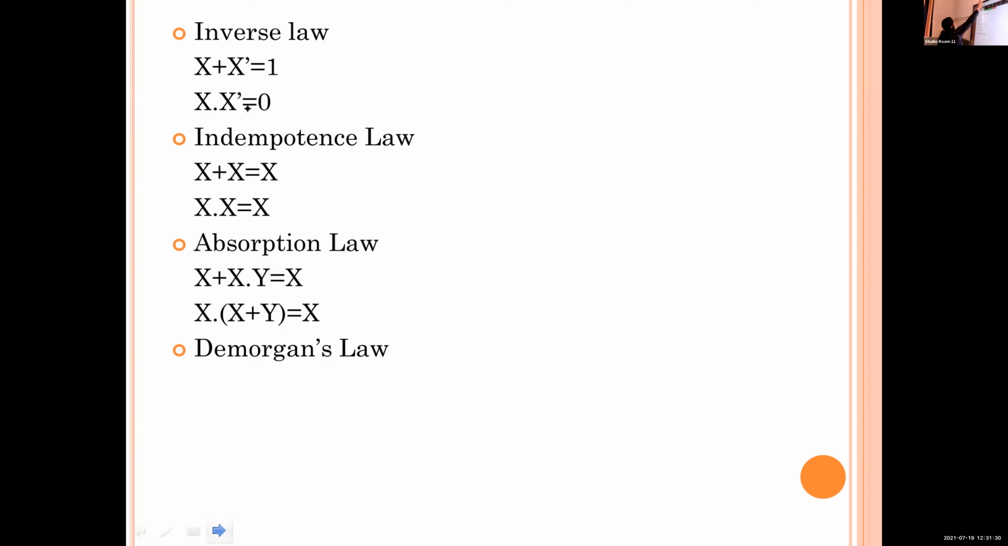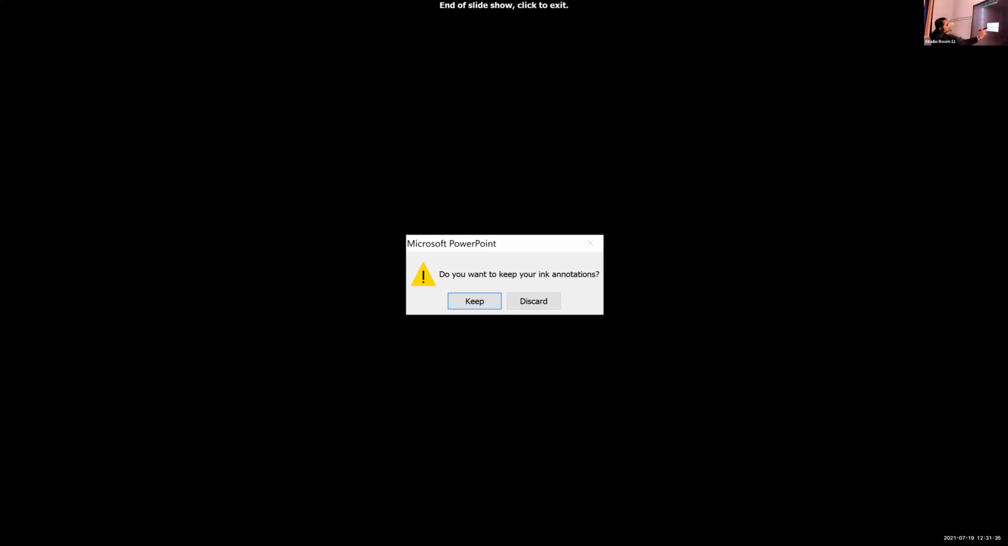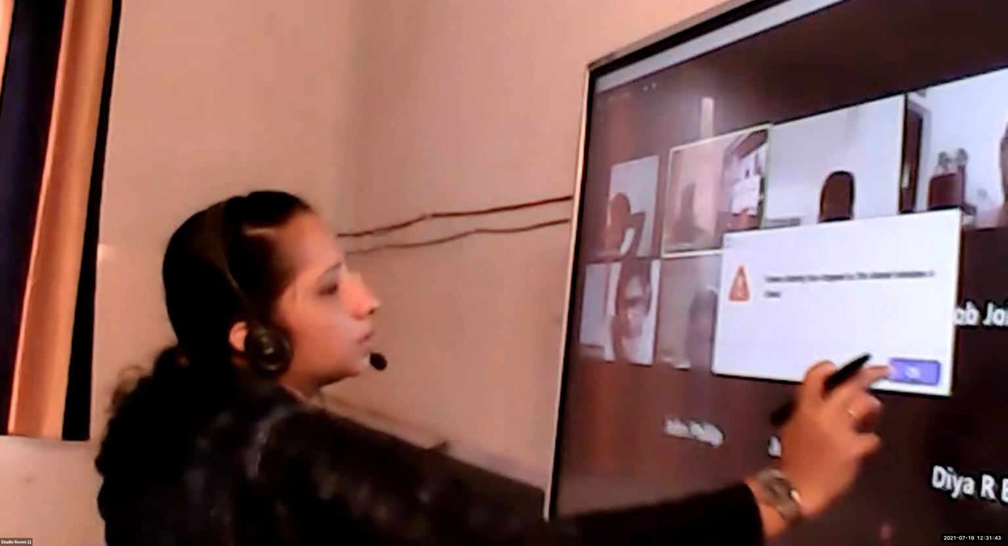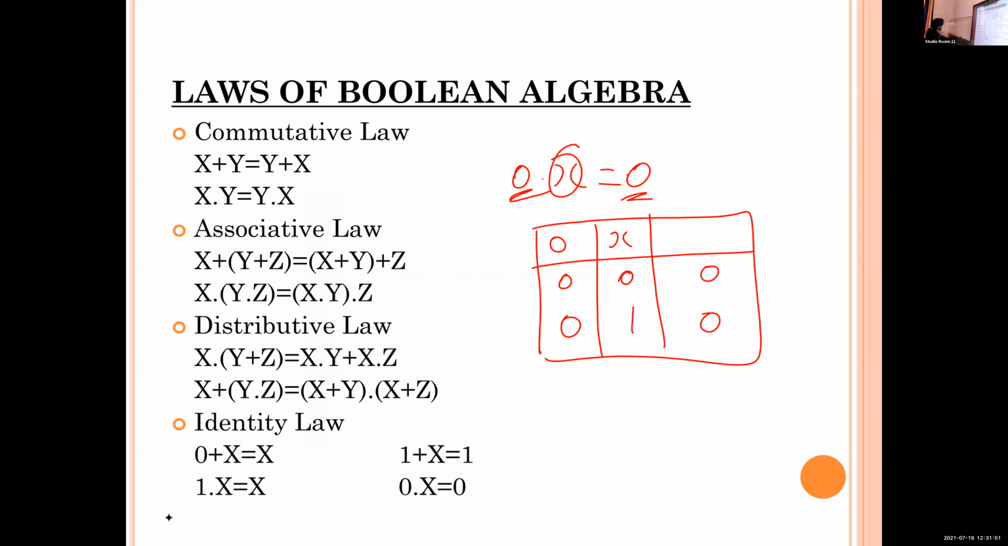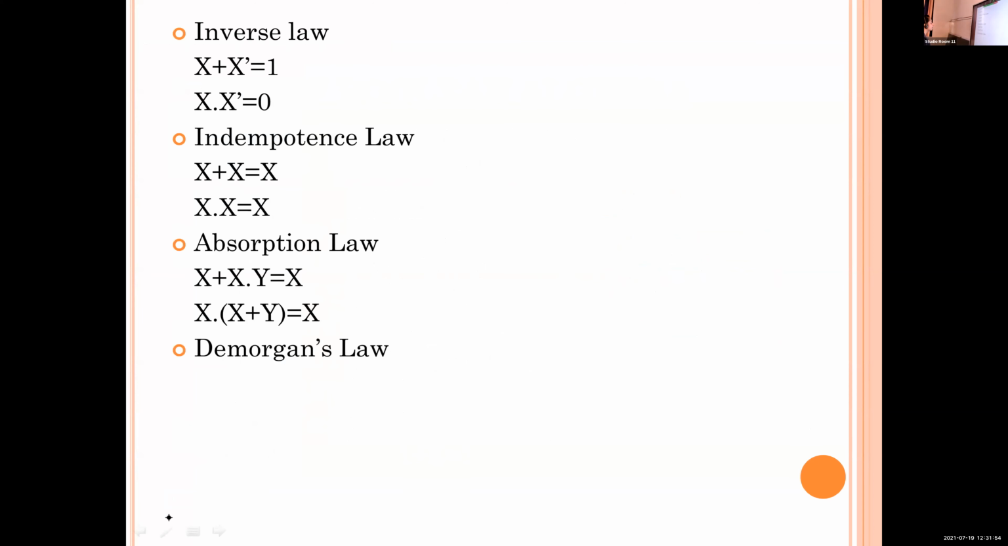Inverse law: x plus x complement is equal to 1 and x dot x complement is equal to 0.